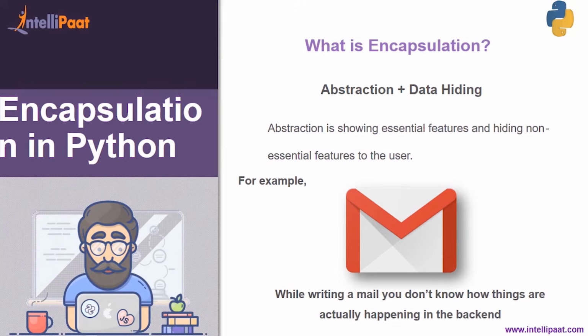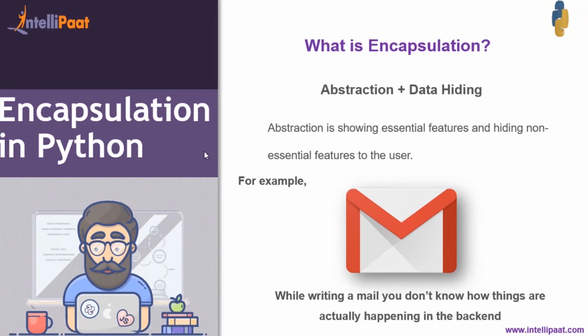What is encapsulation? Well, encapsulation is basically abstraction plus data hiding. Now you'll ask, what is abstraction? Abstraction is showing the essential features and hiding the non-essential features from the user. For example, while writing a mail, you don't know how things are actually happening in the backend, right? All you do is hit compose mail, write your mail, and send it. How the machine is working in the backend, you don't have any idea about it. So that is an example of abstraction. And encapsulation is abstraction plus data hiding.